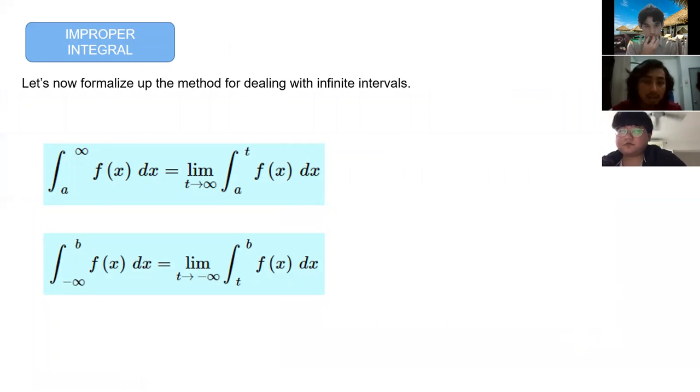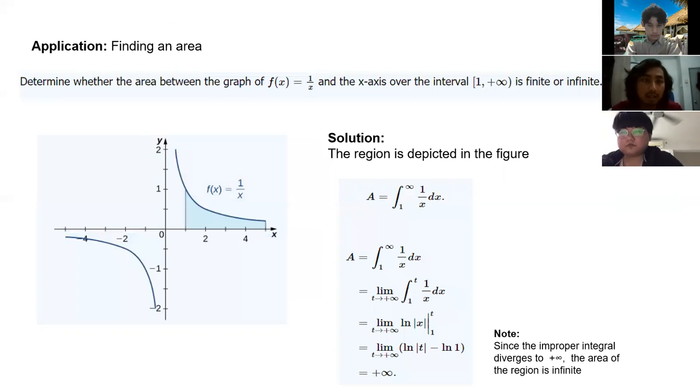So this is basically the improper integral. The first one is a proper integral, and the second one is an improper integral. Let's now formalize the method for dealing with an infinite interval. The difference between improper and proper is that in this one the lower limit is a and the upper limit is infinity, and in this one the lower limit is negative infinity and the upper limit is b. So that's how it works. We substitute the limit with infinity and negative infinity. Let's look at the example.